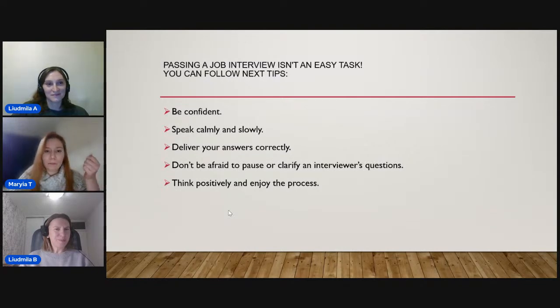Then if you have a telephone interview or online interview and you are very nervous, stand up and try to answer all the interviewer's questions in this position, because when we stand, we sound better.